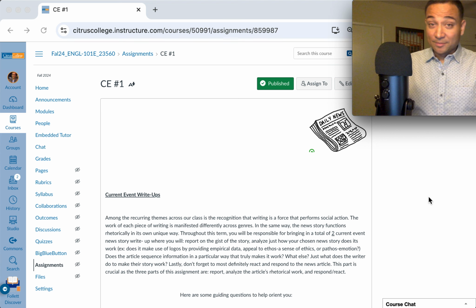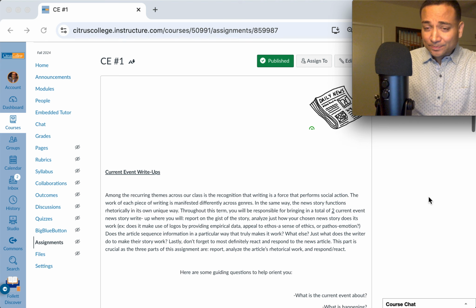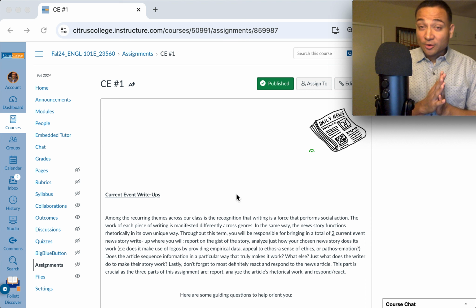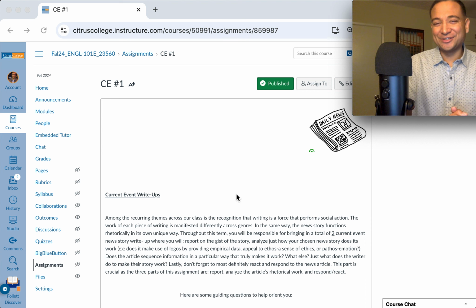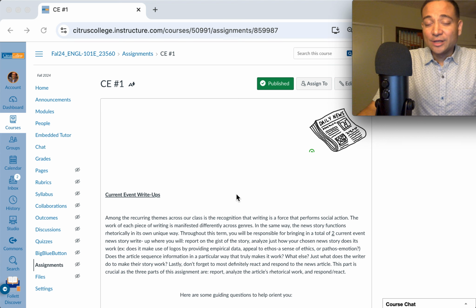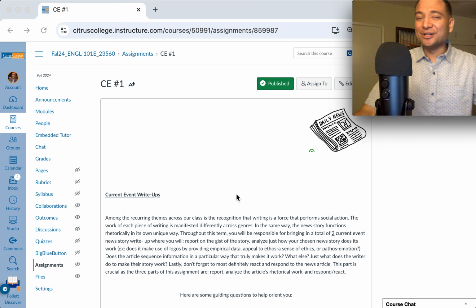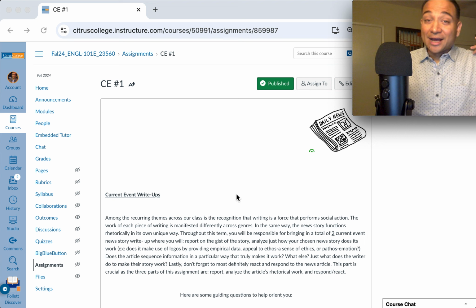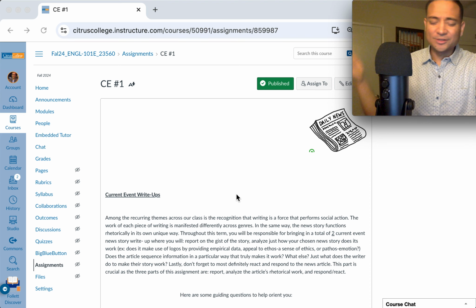So this current event write-up is an opportunity to see writing at work, how it performs social action, and just what that is. What you're going to want to do for this one is choose a credible article from a credible source of something that you're interested in. If you're interested in animals, you can choose National Geographic, or even something related to outer space. What are NASA and JPL up to? If you're into music, choose something that relates to music, art, healthcare, whatever the case may be. Choose an article about something that interests you, sports, whatever.